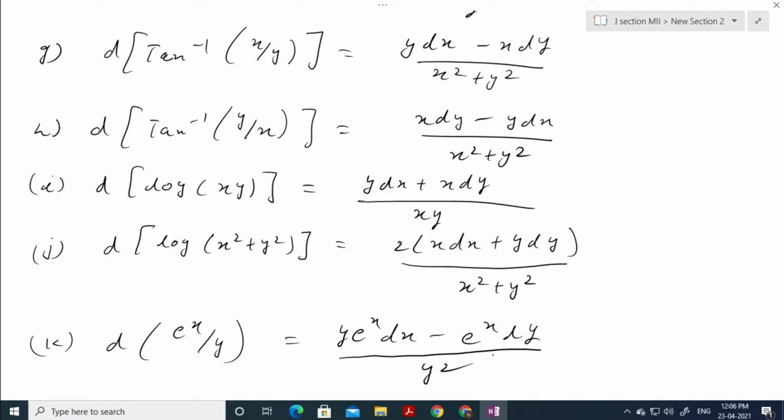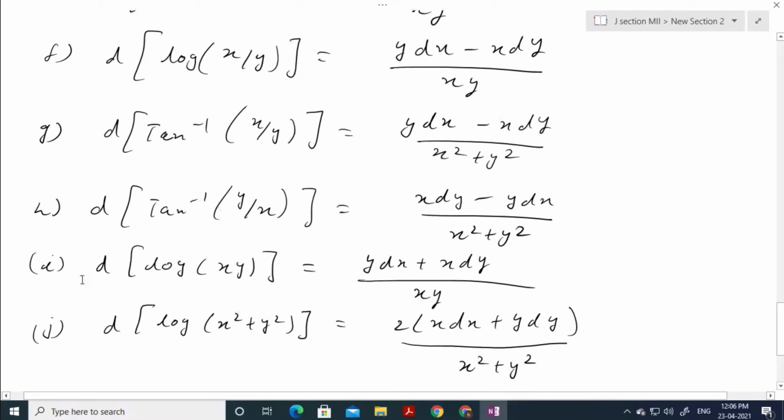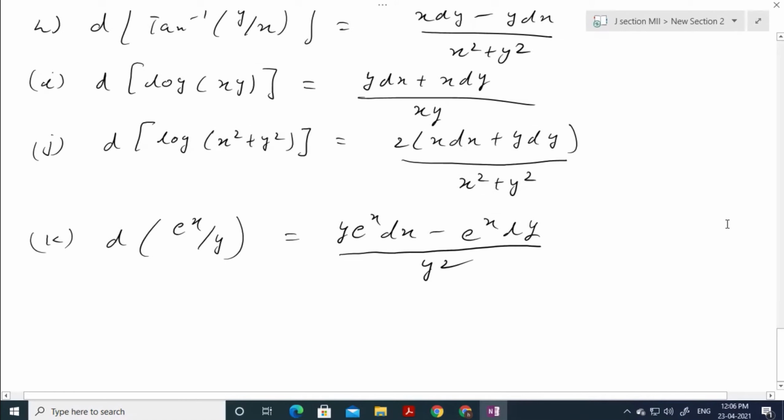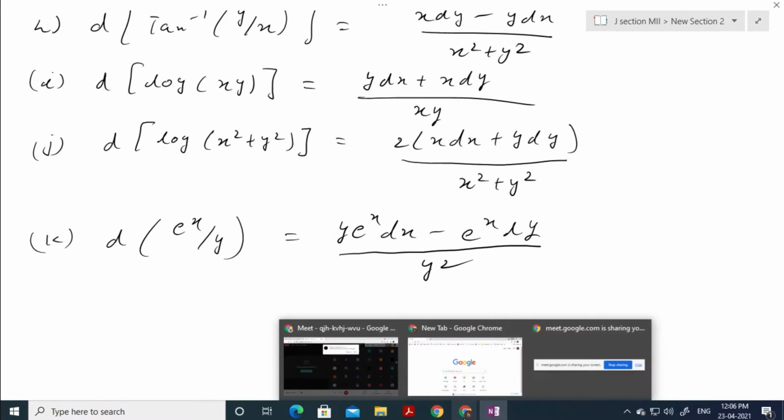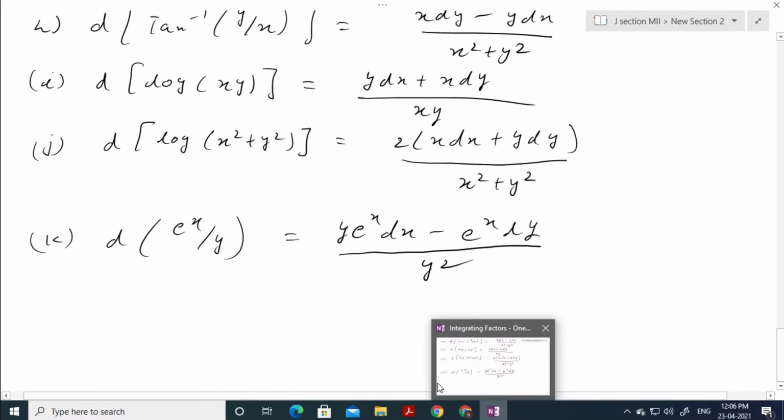So what we need to do is to convert the given question into this form, d of something. Then directly on integrating, you will get this function itself. Written all of you? What happened? No answer at all today.